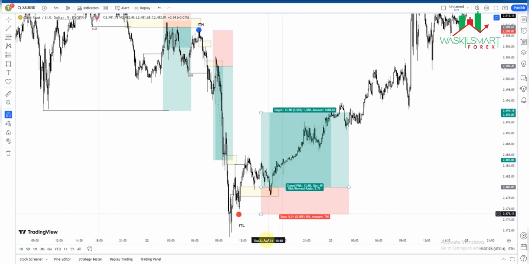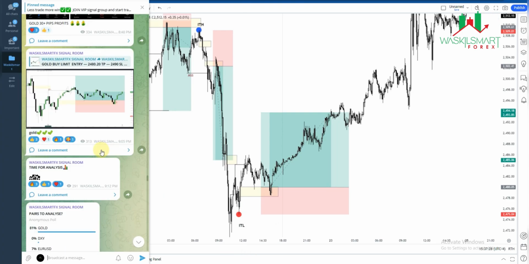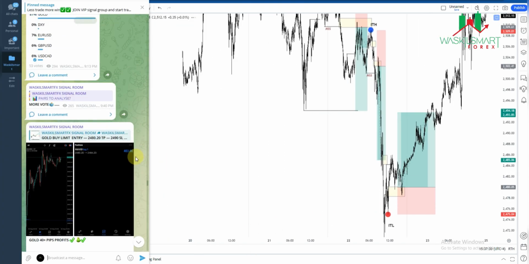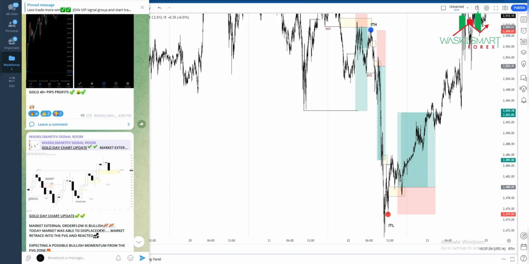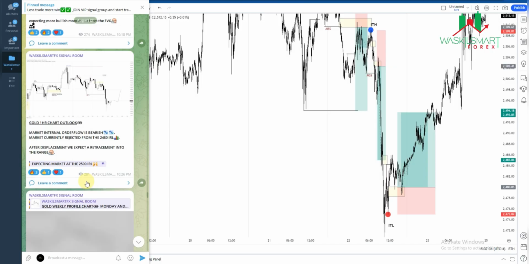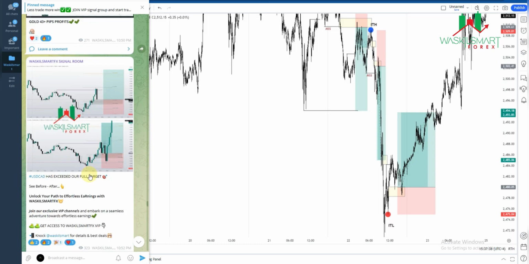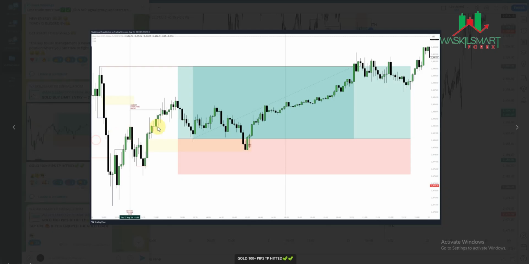Let me show you the result on my Telegram channel. So you can see that this whole thing was traded live. You can see when it was going high, it was traded live. It was not anything casual. So you can see how the market hit the take profit without any stress. It is just intermediate time low plus fair value gap, and that's all.